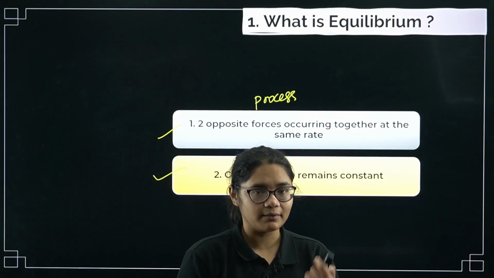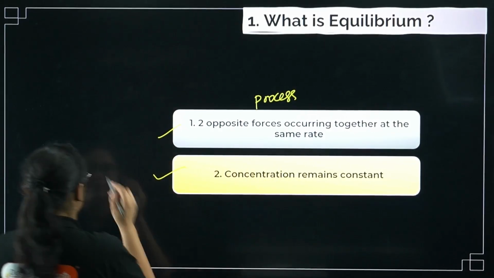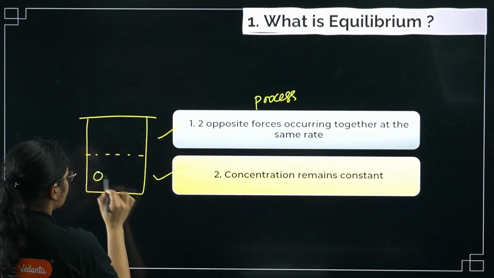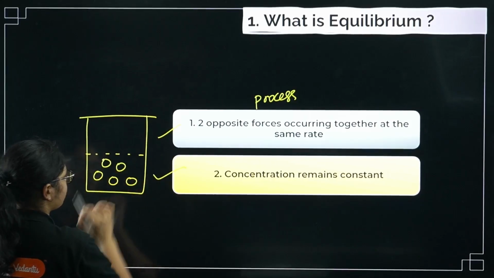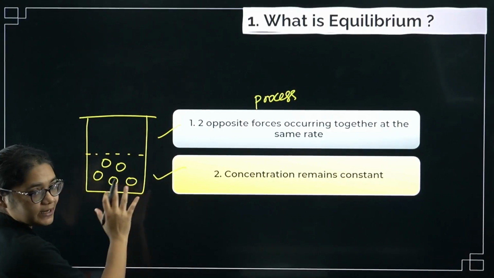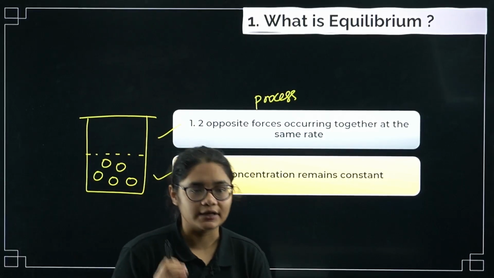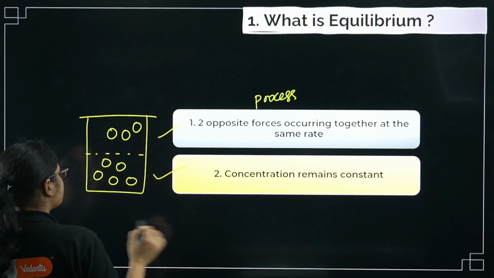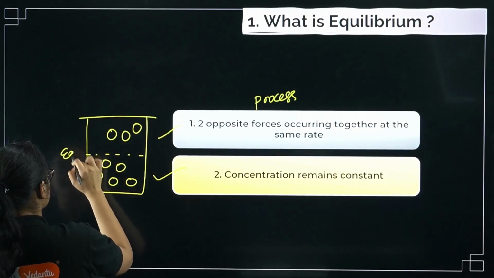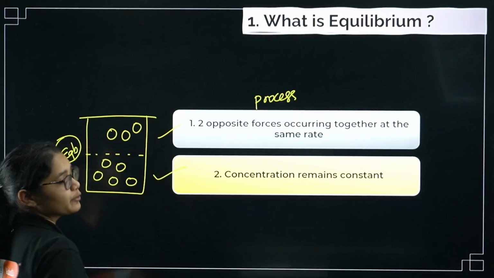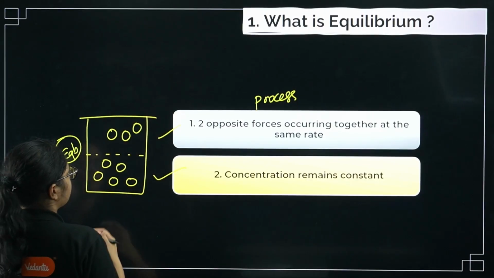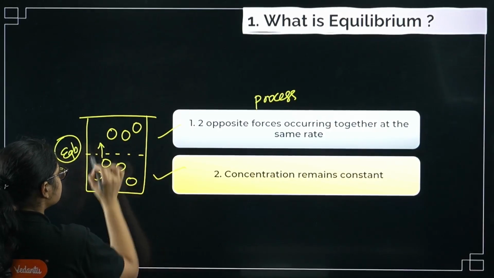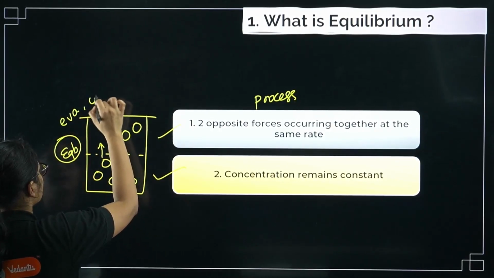When the equilibrium process is there, let me give a very simple example. Imagine you have a container here. There are 5 particles in the liquid phase and there are 3 particles in the gaseous phase. Now suppose the system has attained equilibrium. If the system has attained equilibrium, then what will happen? There are 2 processes happening here, that is evaporation and condensation.